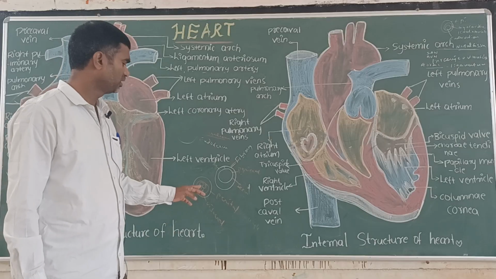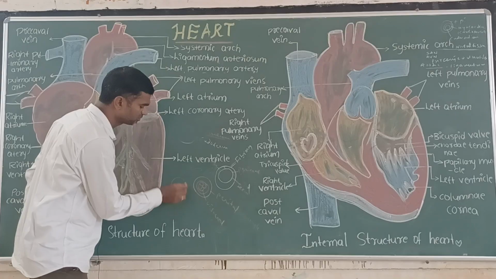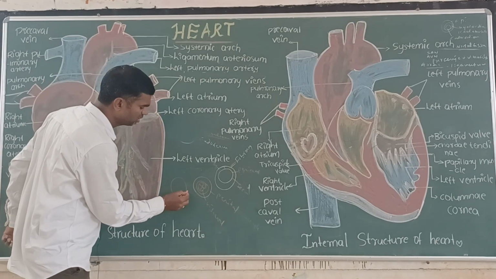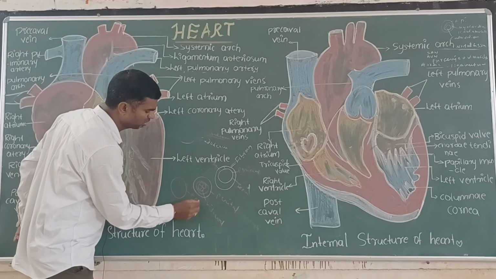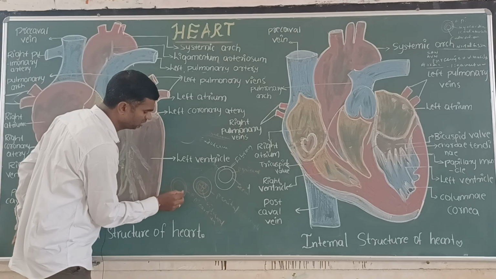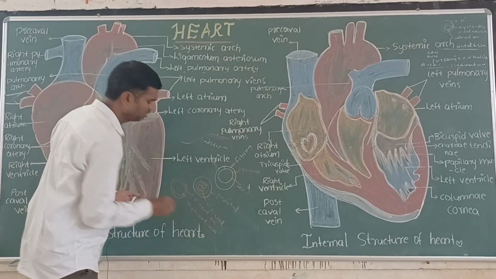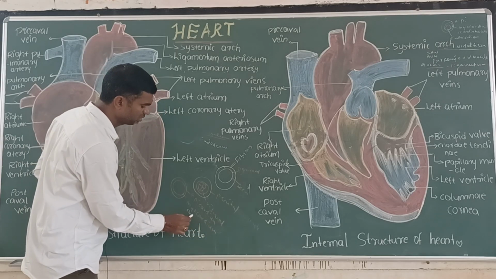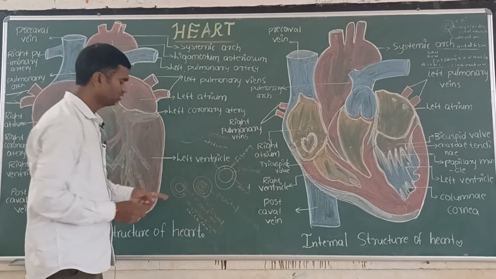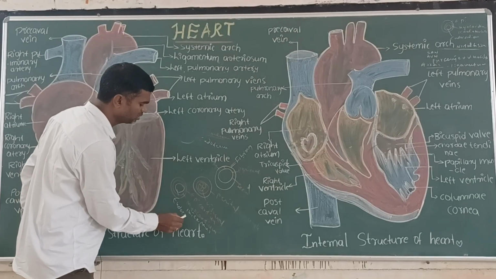Again, the covering of the heart wall contains layers. The outermost layer is called the epicardium. The middle layer is called the myocardium, and the myocardium is made up of thick muscles. And the inner layer is called the endocardium.